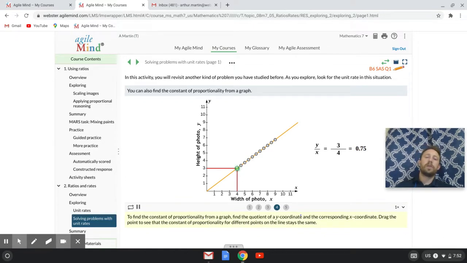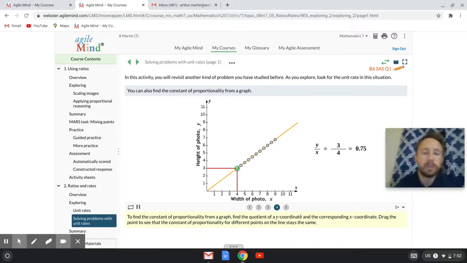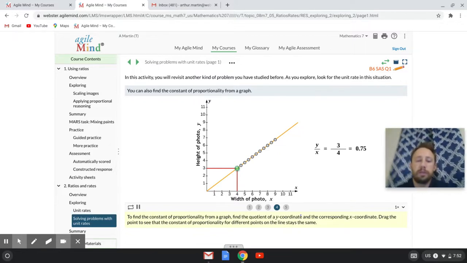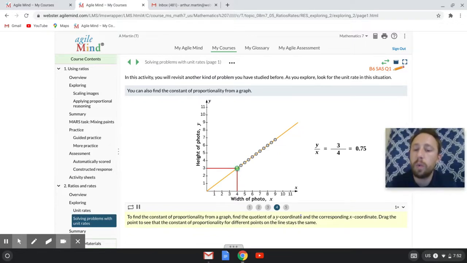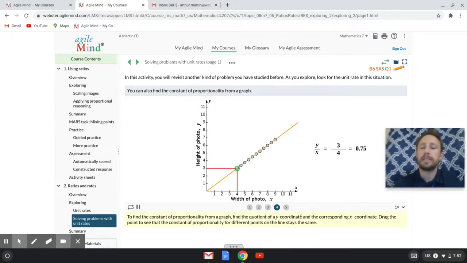So it's letting us know that we can also find the constant of proportionality from the graph. It says to find the constant of proportionality from a graph, find the quotient of a y coordinate and the corresponding x coordinate, and then drag the point to see that the constant of proportionality for different points on the line stays the same.